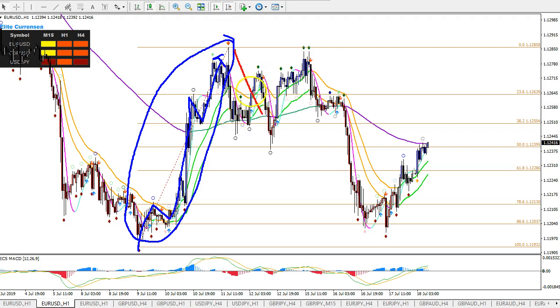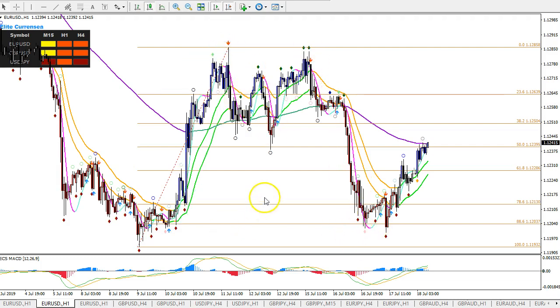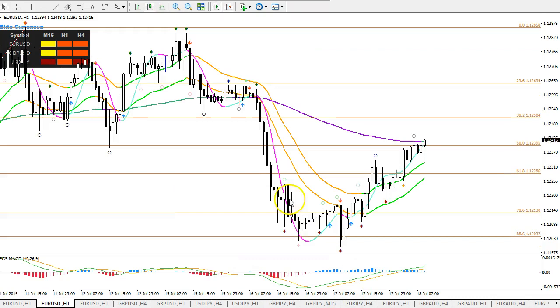So that means that this could be an ABC correction, and within the wave C, it seems that there were 5 waves finished as well. So a lot of reversal chart patterns visible. Then we got the 3 candles up, and then we got the break above the 21 EMA. So even more confirmation of upside at this moment.